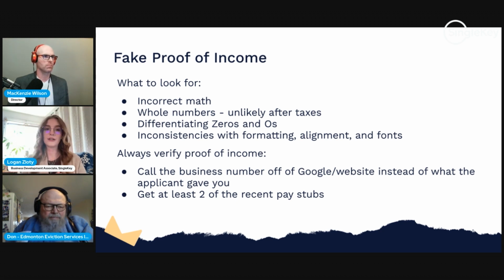And it's so important to make sure you verify your proof of income. Instead of calling the number that the applicant gives you with the application, Google the website or call the number off Google or on the website, and get at least two of the most recent pay stubs so you can go back and forth and see if the formatting, the alignment, and the fonts are the same. Something to keep in mind too, there are unfortunately some pay stub generators out there that do the math really, really well. So again, like Logan said, if you're unsure, this is why it's so important to do that reference check or employer check and call to verify some of the information.